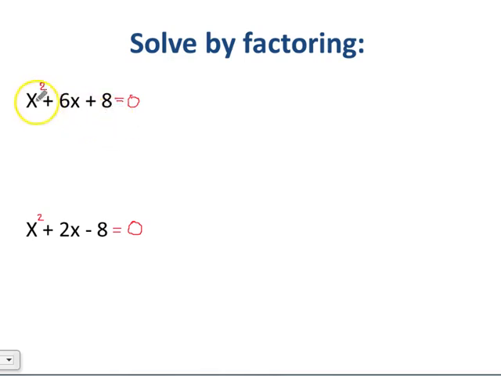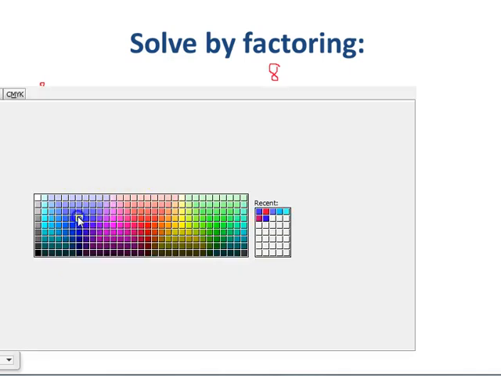So the first thing we're going to do is factor. Looking at that first problem, I see that we're looking for factors of 8 that, when we add them up, we get 6. So we always want constant factors that add up to our middle term, 6. So what do we have here? How about 2 and 4? Would that work? Well, 2 times 4 is 8, and 2 plus 4 is 6. So that would work.